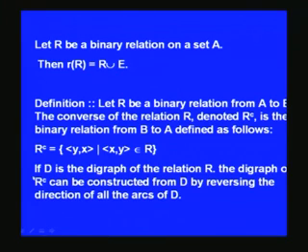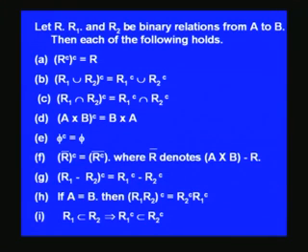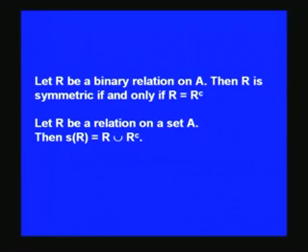Then we have also seen what is meant by the converse of a relation. If R is a binary relation, whenever you have a pair xy in R, you have the pair yx in RC. Then we also consider some properties of the converse relations. This also we have already seen. If R is a binary relation on a set A, then R is symmetric if and only if R is equal to RC.